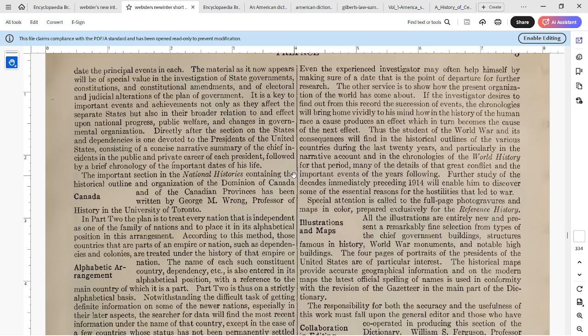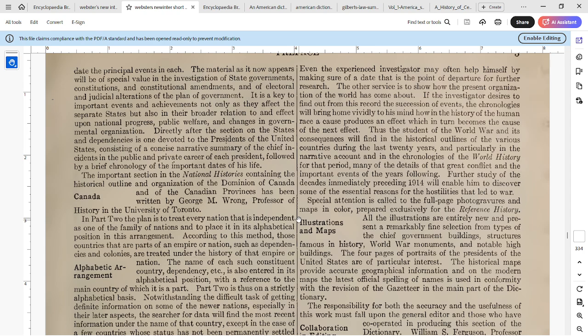The important section in the national histories containing the historical outline and organization of the Dominion of Canada. So now we are on to Canada. And of the Canadian provinces has been written by George M. Wrong, professor of history in the University of Toronto.